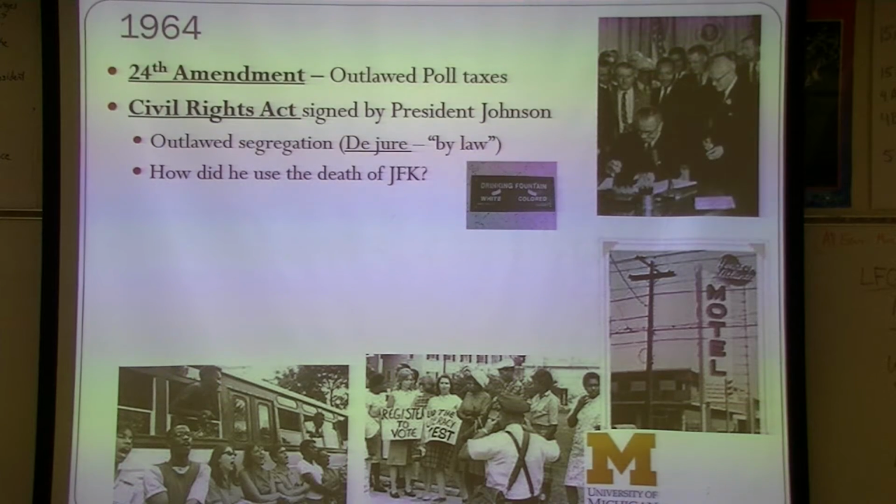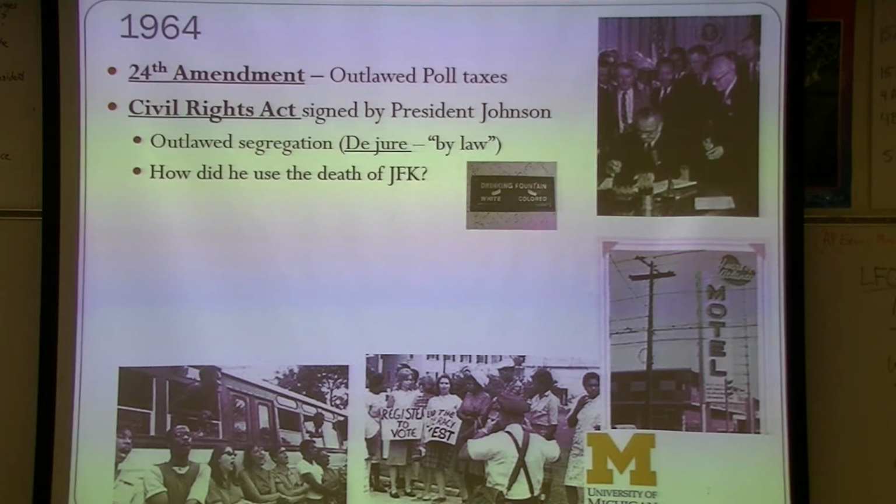The 24th Amendment will pass 3/4 of the states. It will outlaw poll taxes, which was one of the limitations that was done to try to stop African Americans from voting there. The Civil Rights Act will be passed by President Johnson. Now, this will outlaw segregation that is by law, or what is known as de jure segregation, which is what the South had with the Jim Crow laws here.